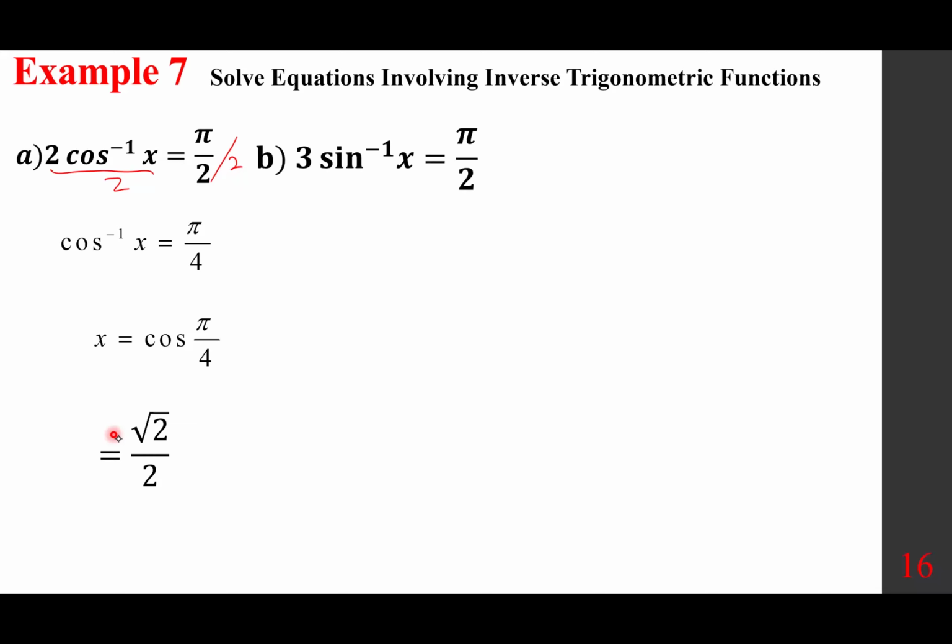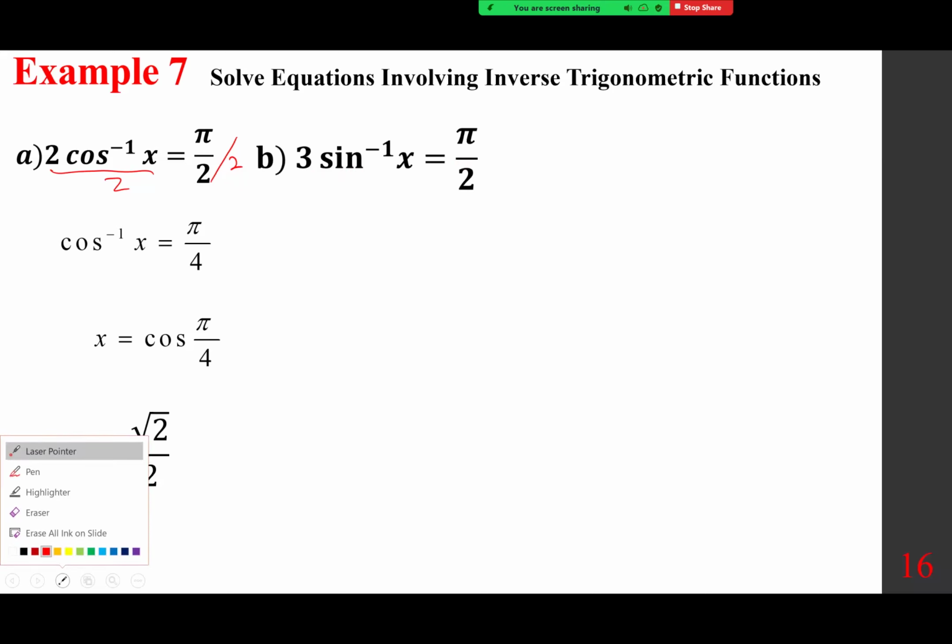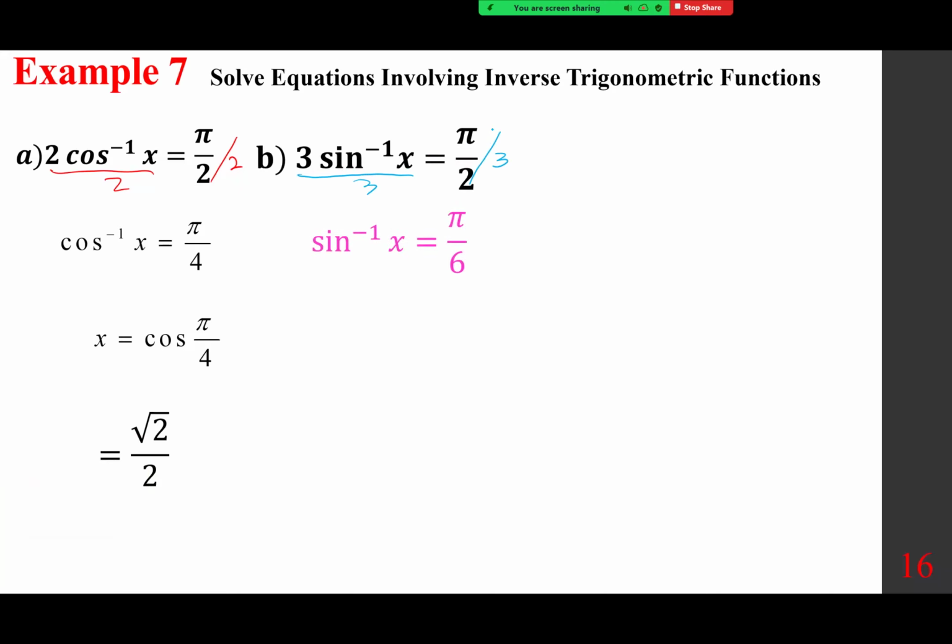And so how about this one? 3 sine inverse of x is pi over 2. We are dividing by number 3, and we get pi over 6. By definition, x becomes sine of pi over 6. It's a common arc. We know the answer is 1/2.